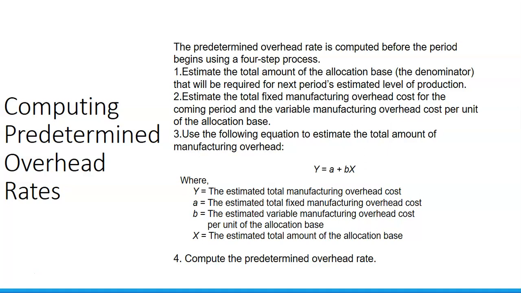Then we estimate the total manufacturing overhead cost for the upcoming period, the fixed and variable totals. We use the following equation to estimate, remember this is our equation of a line, the total of manufacturing overhead. And then we compute the predetermined overhead rate.